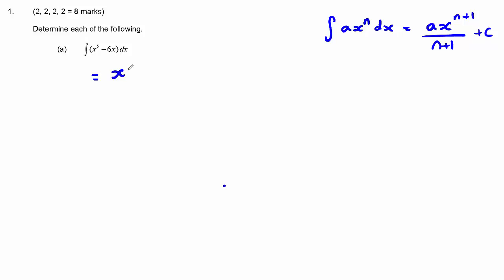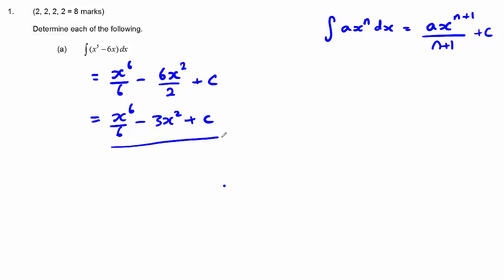So here this is going to be x to the 6 divided by 6 minus 6x. Now remember, this x is to the power 1, so increasing the power goes to 2, divide by the new power, and add a constant, and then tidy up. X to the 6 over 6, take away 3x squared, plus a constant.